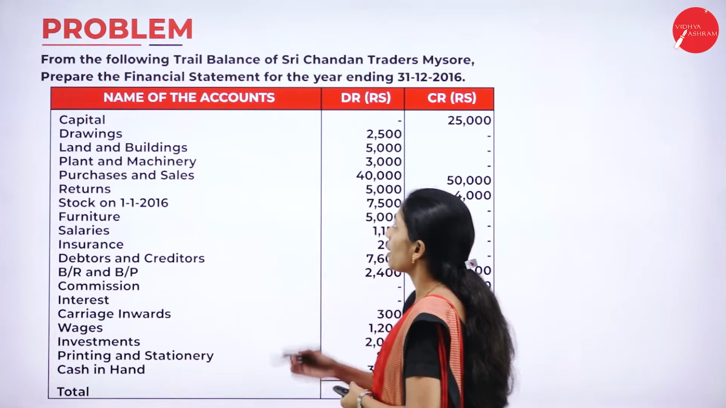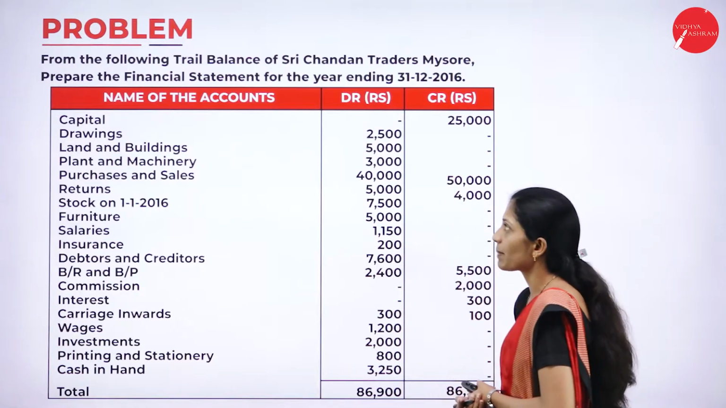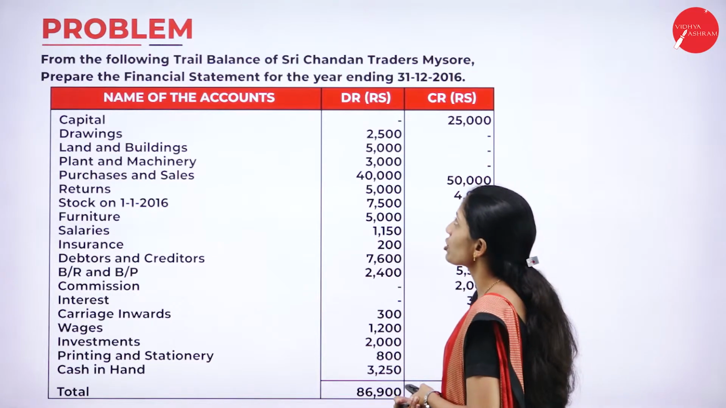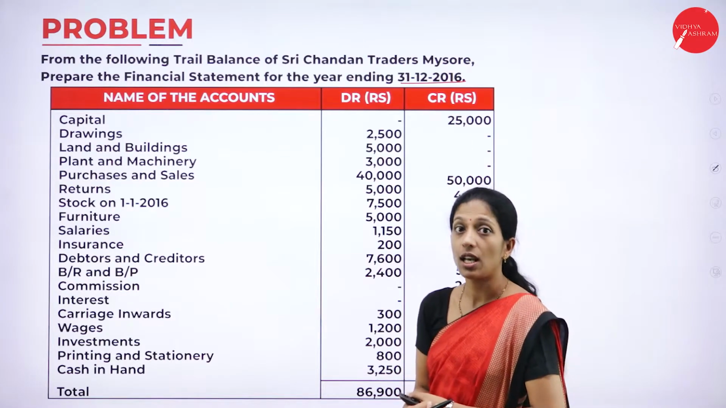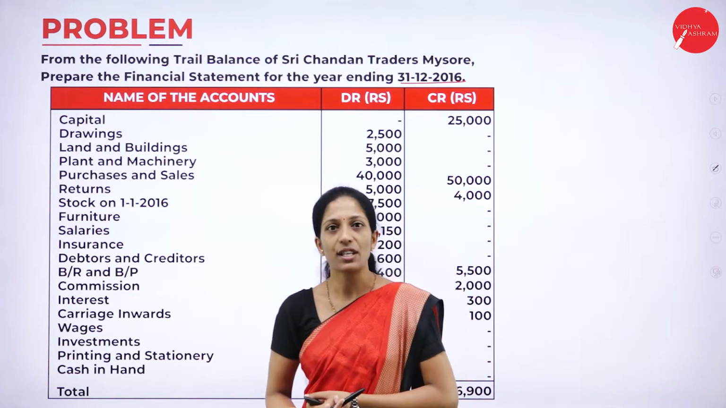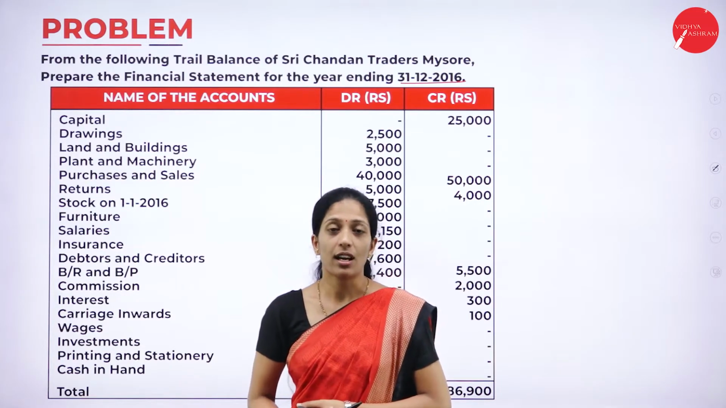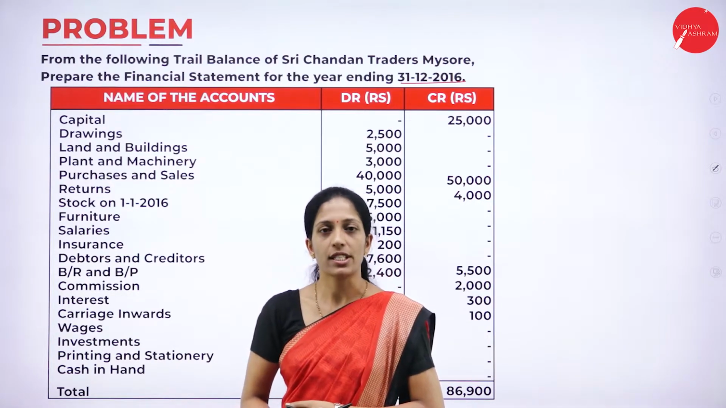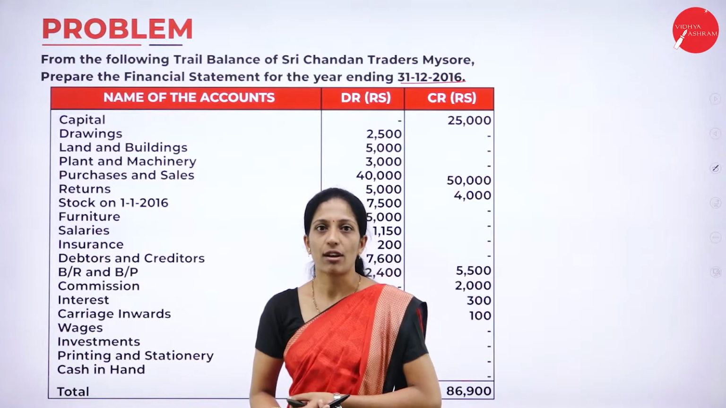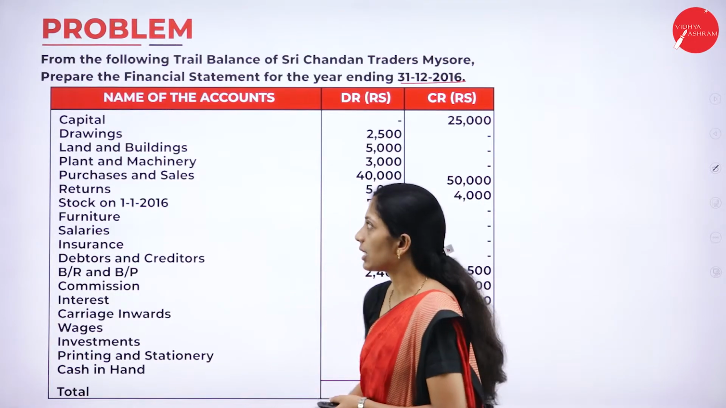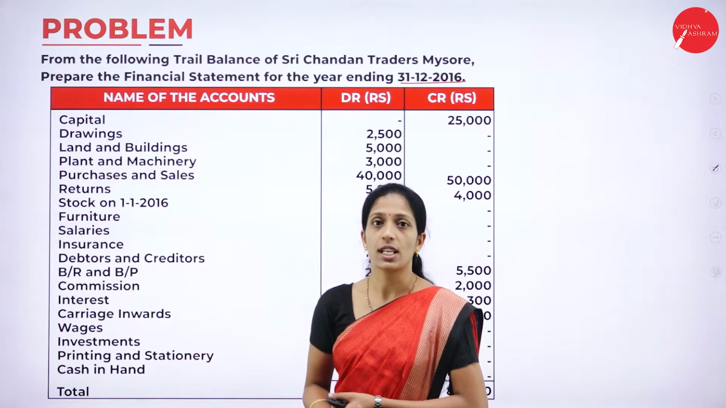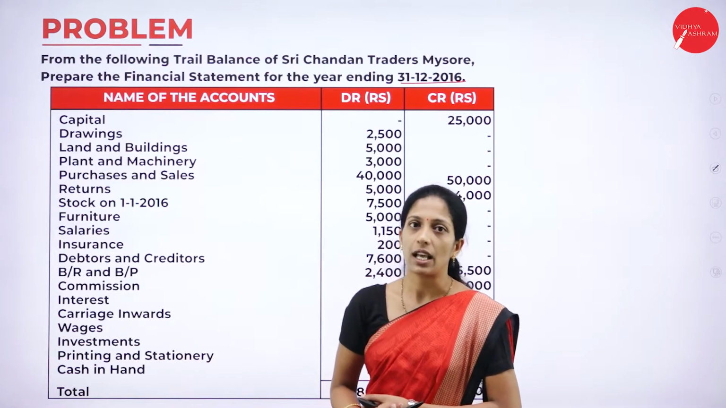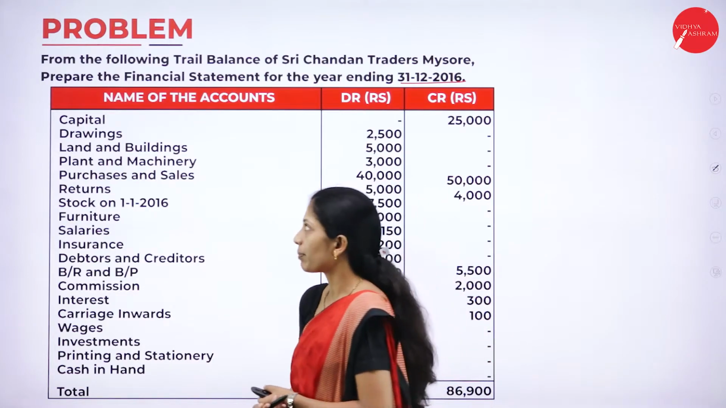From the following trial balance of Sri Chandan Traders, Mysore, prepare the financial statements for the year ending 31st December 2016. They have given the trial balance as well as a few adjustments, and they are asking us to prepare the financial statements, that is the trading and profit and loss account as well as the balance sheet. Now we shall go through each and every item and see where these items have to be recorded in the financial statements.